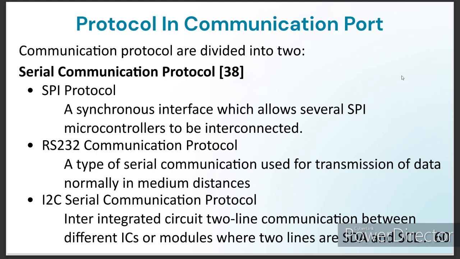Messages are divided into data frames. Each message contains an address frame containing the slave's binary address and one or more data frames containing the data being transmitted.